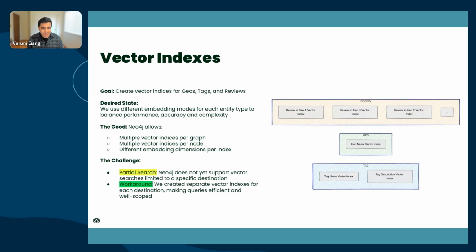But we did hit one challenge, which is partial search. Neo4j currently doesn't support filtering a vector search to just part of the graph, for example, to run a search only within a single destination. And if we run a global vector query, it would search across the entire dataset, all reviews worldwide, which wasn't efficient or contextually relevant at all. So for example, if someone searches live music in New York, we don't want to retrieve live music in London. So as a workaround, we created separate vector indexes for each destination. That way, every vector search happens within a scoped context, fast, efficient, and geographically precise.